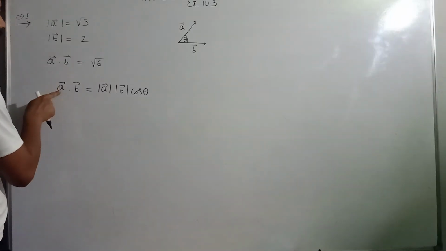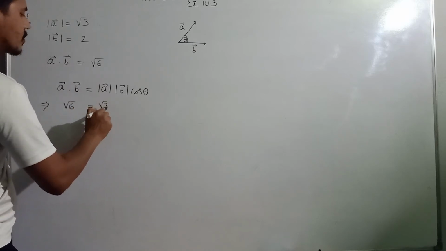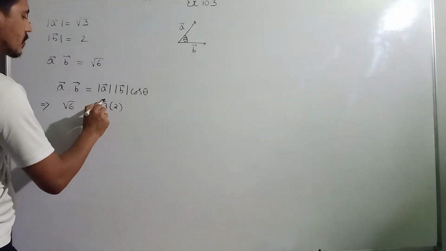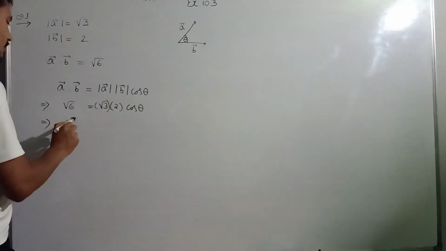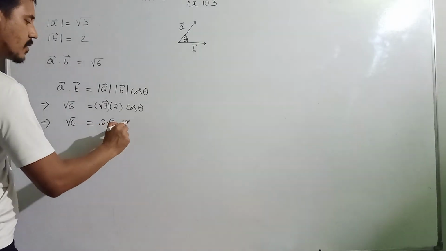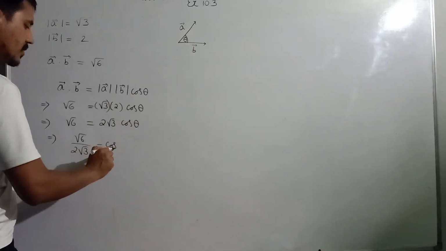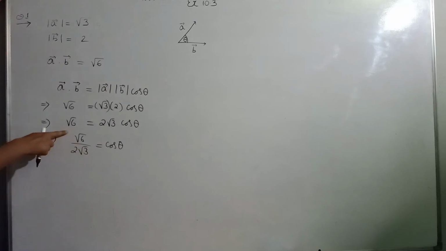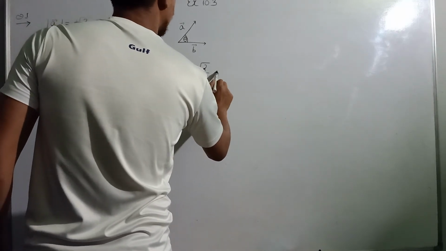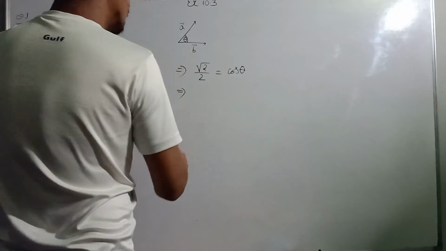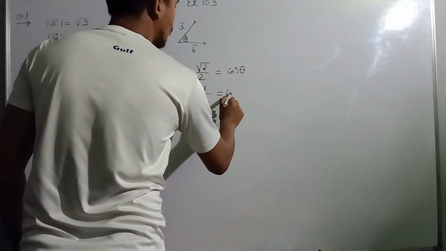So, in that case, your scalar product of A and B is given to be square root of 6. Magnitude of A is square root of 3. Magnitude of B is 2 with the cos of the angle in between them. So square root of 6 equals 2 square root of 3 cos of angle theta. Square root of 6 upon 2 times square root of 3 equals cos theta. Square root of 3 times square root of 2 is square root of 6. So this implies square root of 2 upon 2 is equal to cos theta. Square root of 2 times square root of 2 is 2. So we'll have 1 by square root of 2.